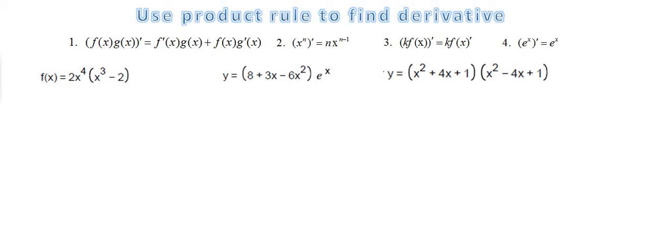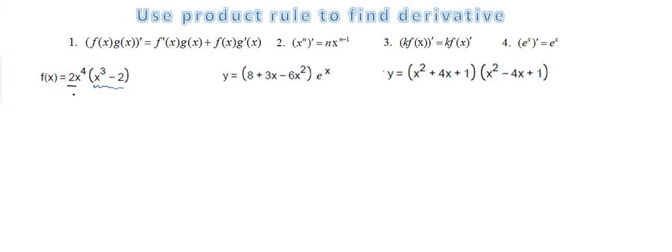Okay, now let's take a look at the first example. The first example gives us the function 2 times x to the power 4 times x cubed minus 2. So very clearly we have two functions. One is 2x to the power 4. Another one is x cubed minus 2. So the first function is 2x to the power 4. The second function is x cubed minus 2.